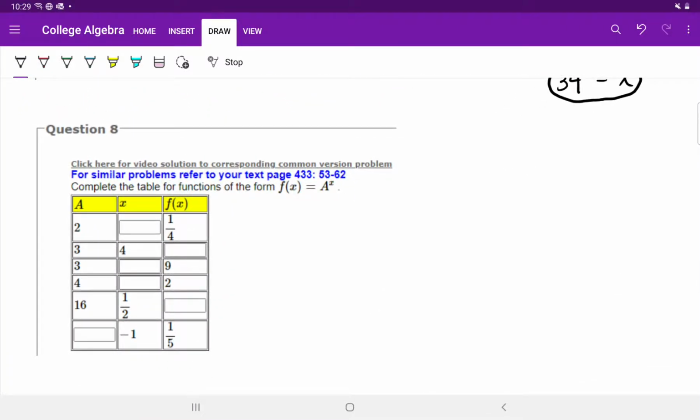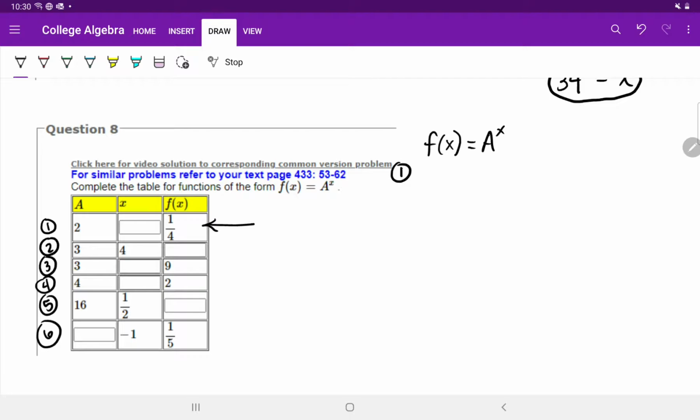Question 8 is giving us a generic formula for a function. They're saying, okay, we have f of x equals a to the x, and we're going to treat each one of these rows like a completely separate problem. In the first row, I'm actually going to give these all numbers. We're going to call this number 1, number 2, number 3, number 4, number 5, and number 6. That way, you don't get confused when I write all my notes out.